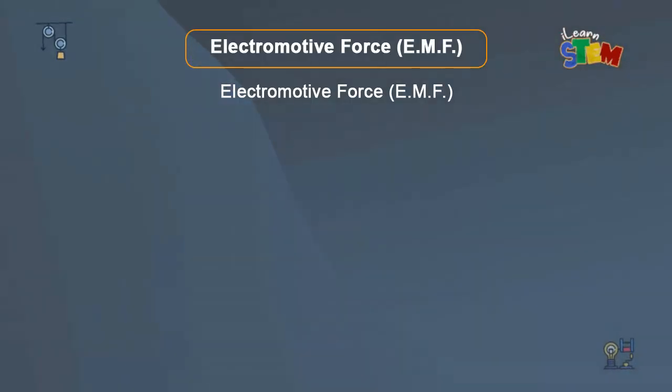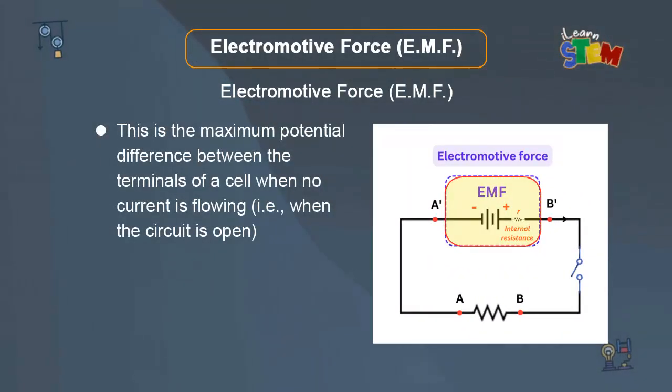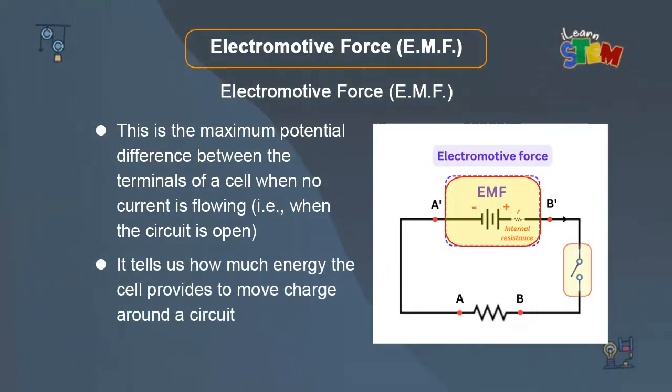Our first objective today is electromotive force, known as EMF. This is the maximum potential difference across the terminals of a cell when no current flows, indicating how much energy the cell provides to move charge around the circuit, and it is measured using a voltmeter.